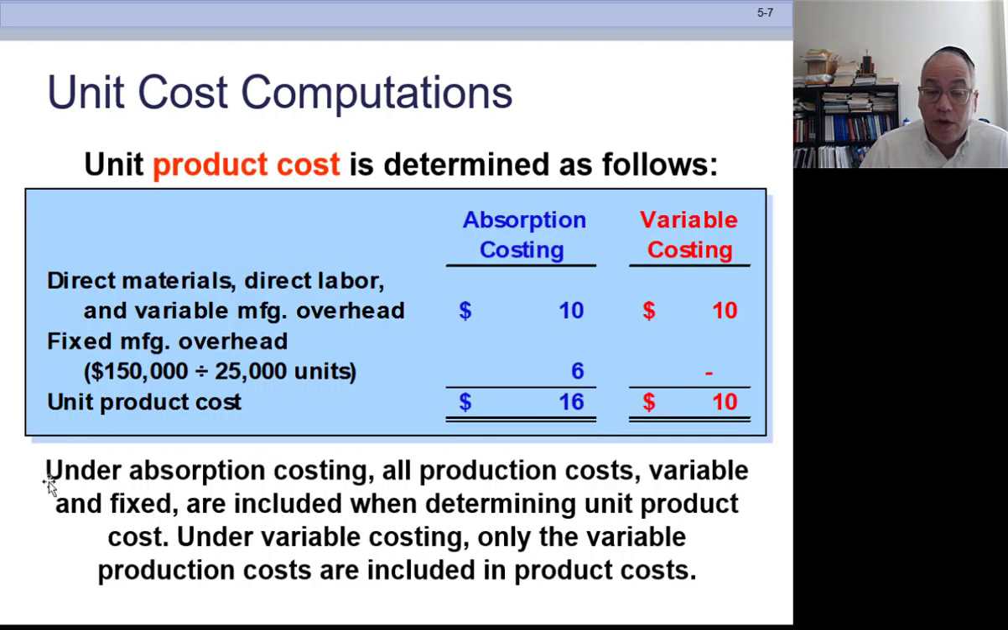So under absorption cost, your total cost would be materials, labor, and variable overhead, plus fixed overhead of 6, which would give you a product cost per unit of $16 per unit. Variable cost would not include the fixed manufacturing overhead. It would only include the variable cost, and therefore unit cost would be only $10.